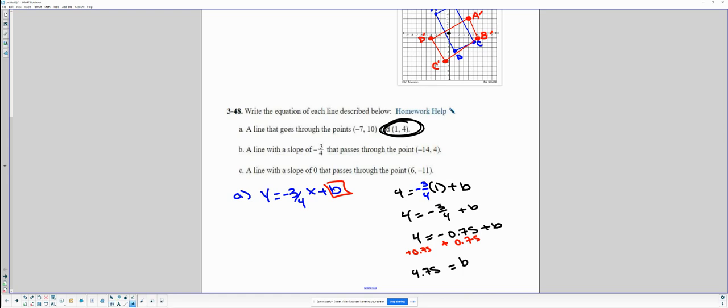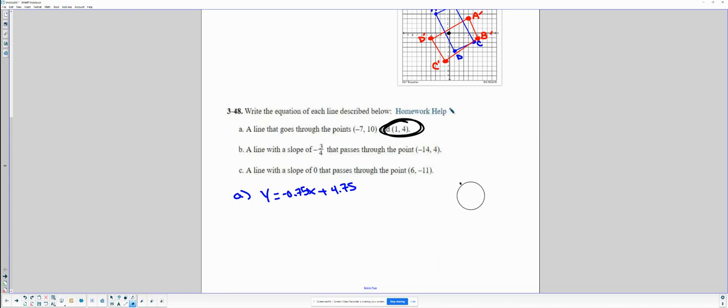So now for your final equation, it's going to be y equals negative 3/4 x plus 4.75 if you like decimals. Since half of it is a fraction and half is a decimal, I'm okay with this. But if you don't like that, you can change the negative 3/4 to a decimal so that it's all consistent. So it'd be y equals negative 0.75x plus 4.75. That's part A.